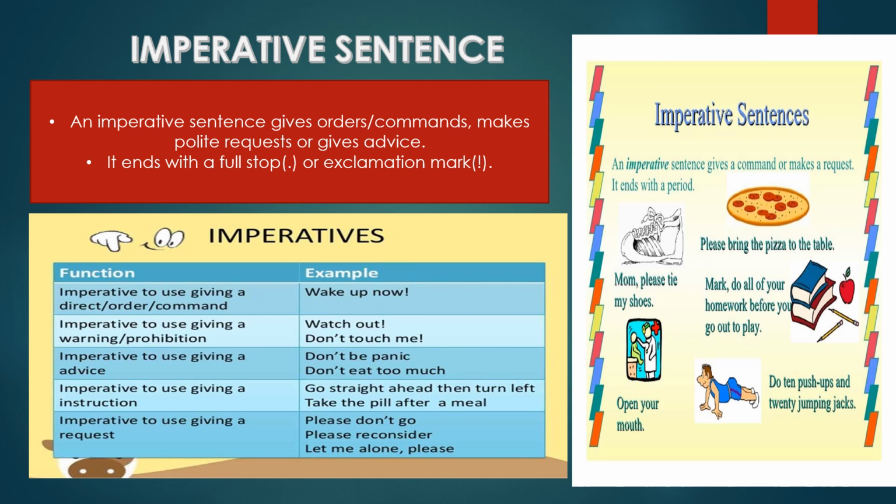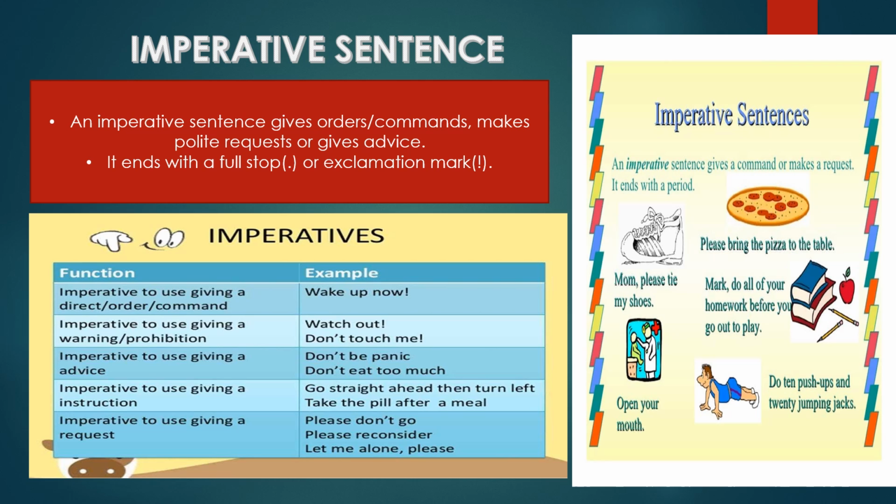There are a few functions, like you can see here. The imperative is used to give a direct order or direct command, right? For example, wake up now. It is a direct command, a direct order. Sometimes we use imperatives to give a warning or prohibition, like watch out or don't touch me. So it is a warning or it is a prohibition.